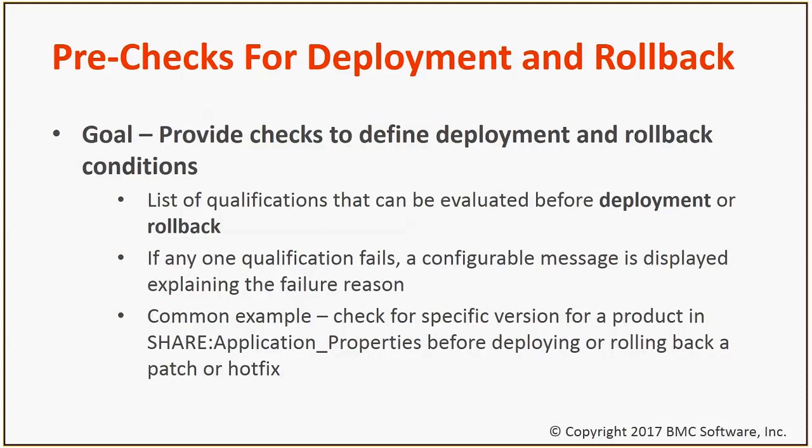What do we do with pre-checks for deployment and rollback? Now, as I mentioned, the goal for this feature is to provide checks to define conditions before you deploy and roll back. For example, if BMC ships a patch for 9.1 SP3, let's say patch 2, we need to make sure that when you're deploying this patch, that your system is at 9.1 SP3. To introduce a check like that, we have a qualification that can be evaluated before deployment. If there's a list of qualifications you can specify, and if any one of the qualification fails, a message is displayed explaining the failure reason.